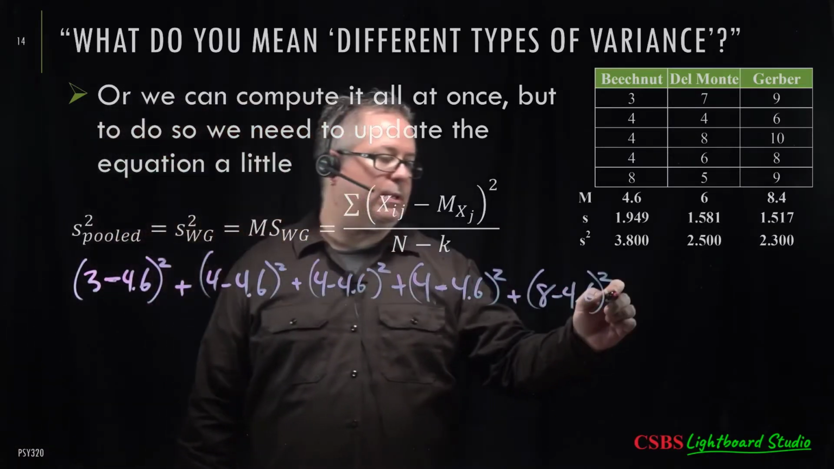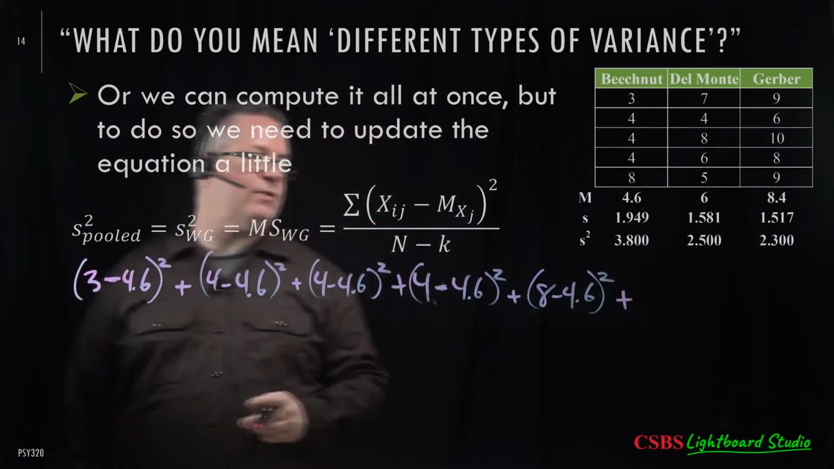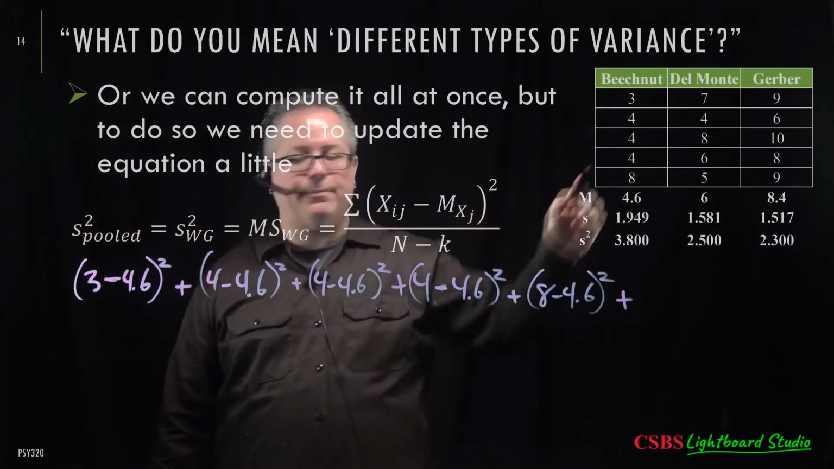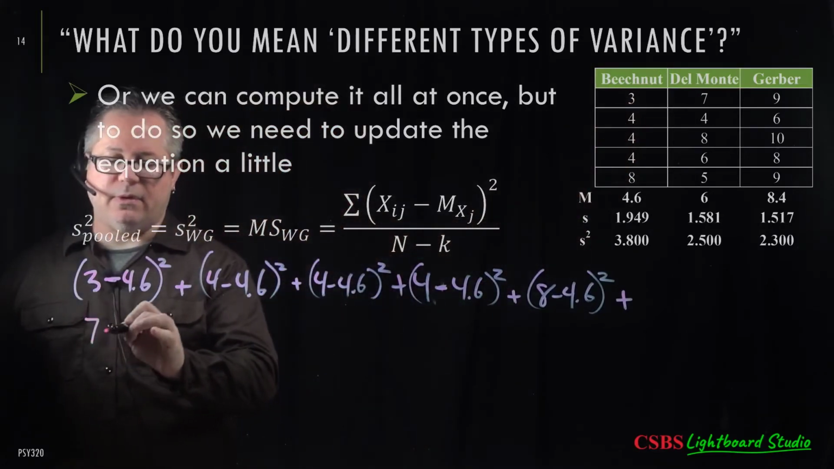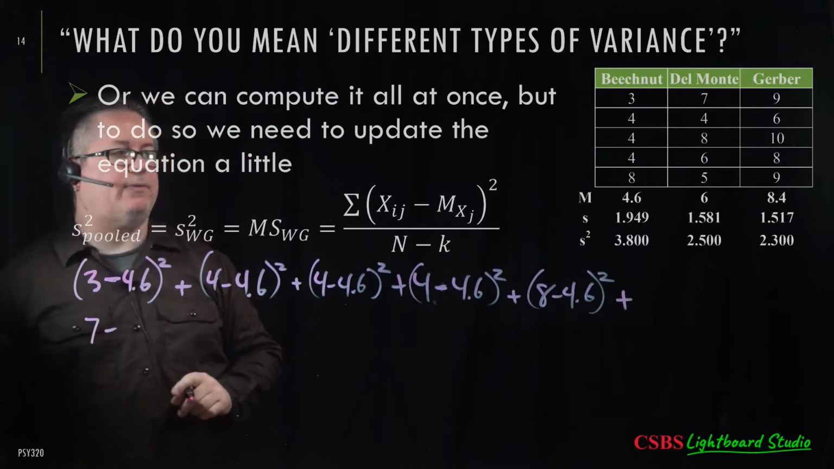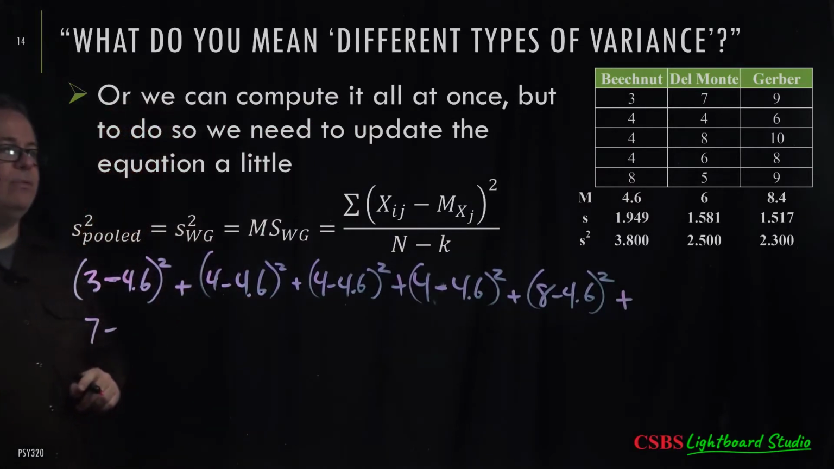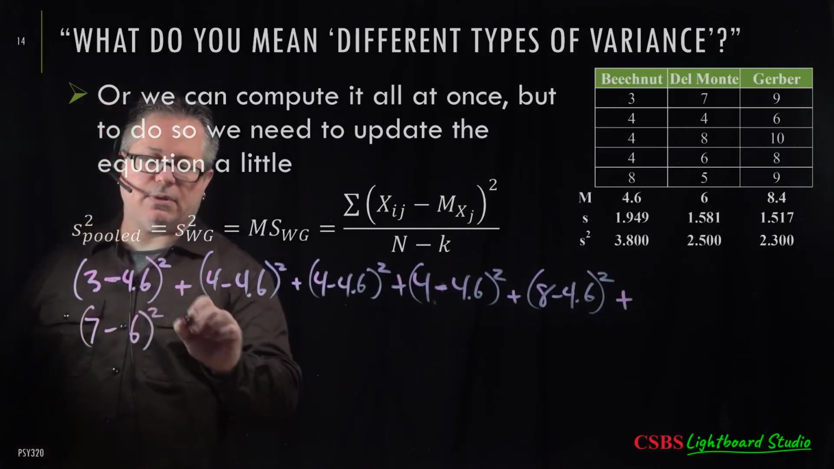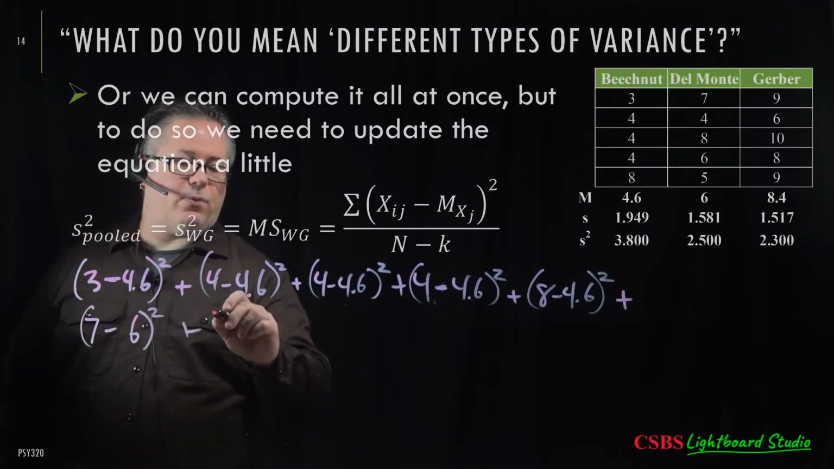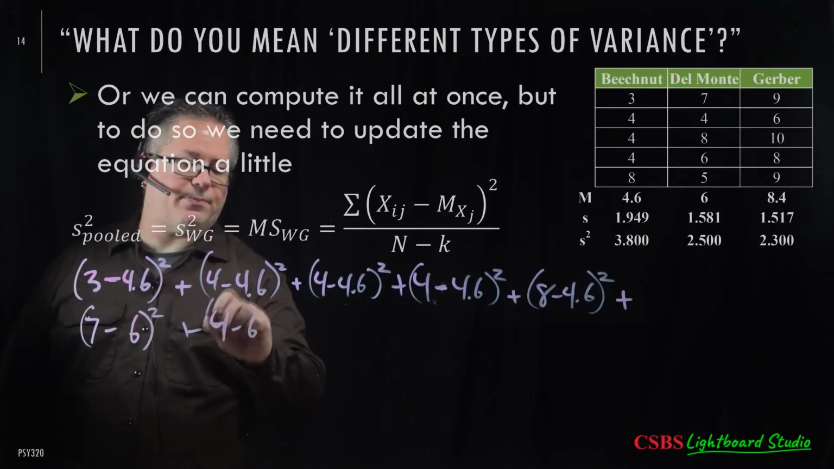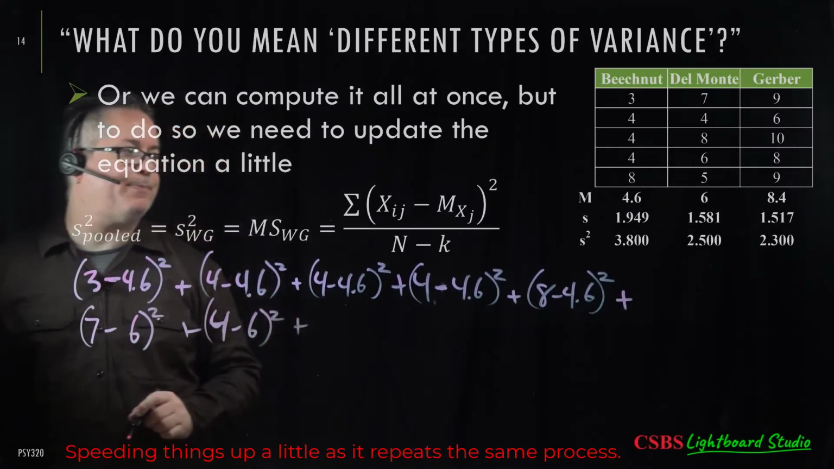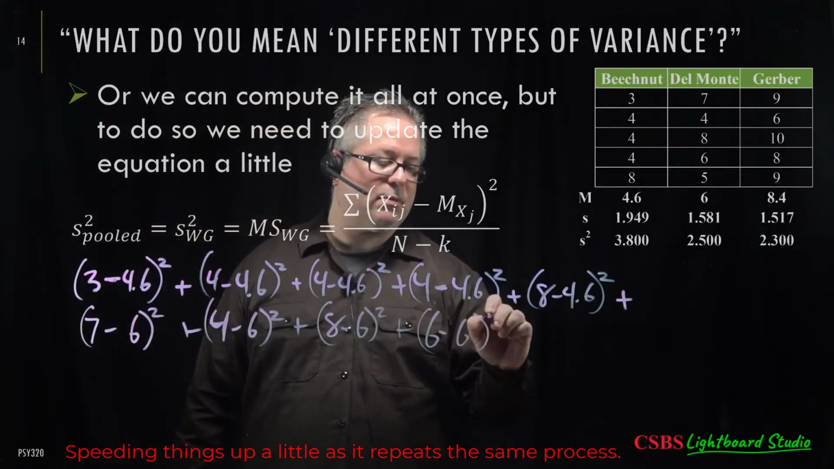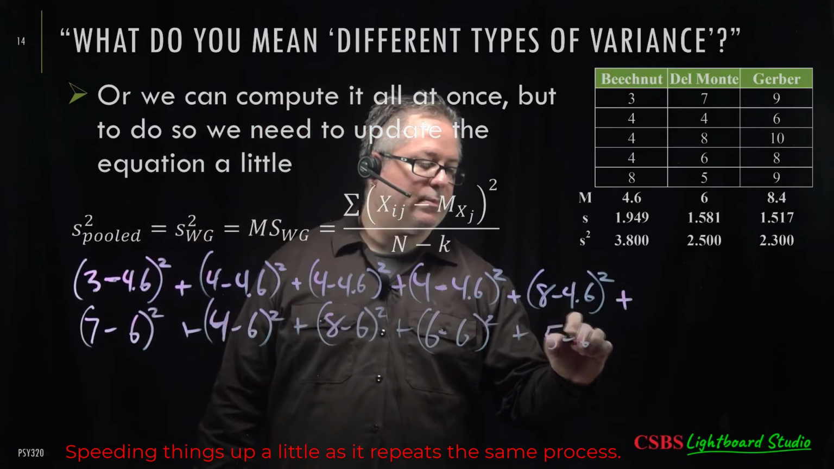But I'm not going to stop there. I'm going to keep going. I need all of them for the second group as well. So for the second group, starts here, number 7. I'm going to take 7, but instead of subtracting 4.6 like I did for everybody in group 1, I'm now going to subtract the mean for group 2, which is 6. So 7 minus 6 squared plus 4 minus 6 squared plus 8 minus 6 squared, 6 minus 6, and 5 minus 6.